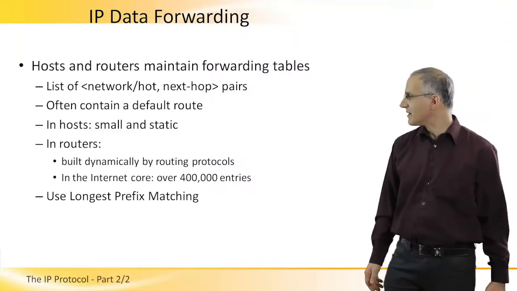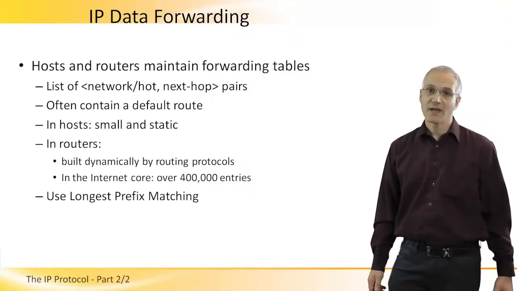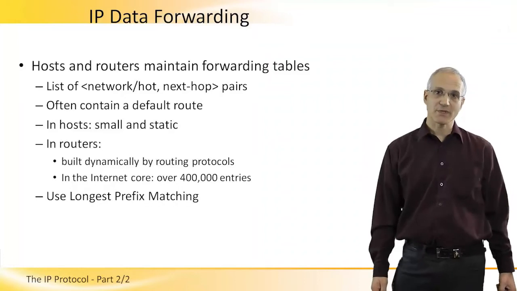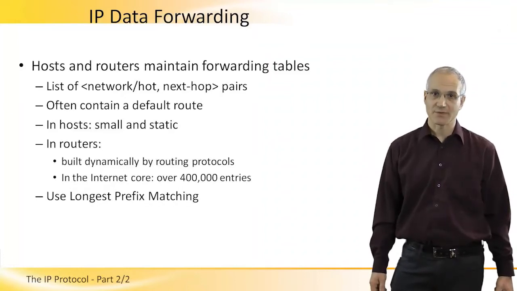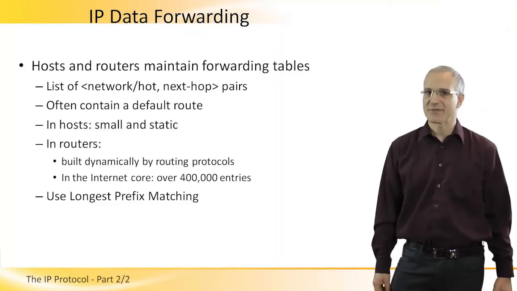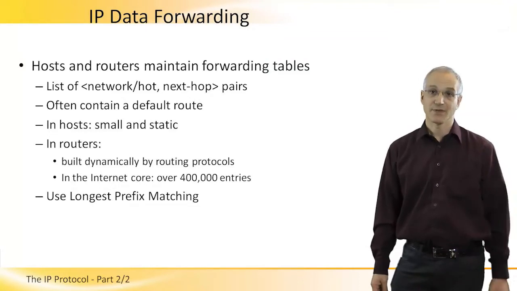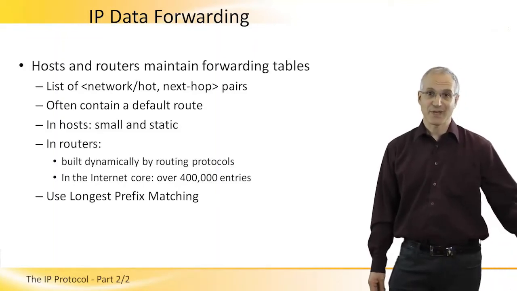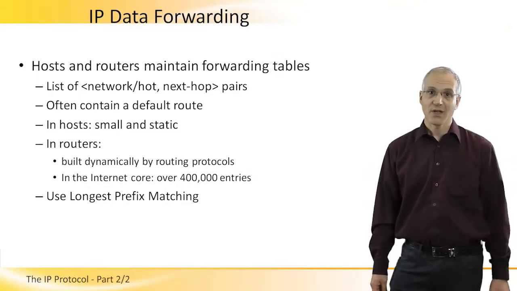This is a route to be used in case the packet wants to go to an address which is not in the list we already have. Inside hosts, these lists are usually very small and they are statically maintained. That is, they are initialized to some usually default route. In routers, these lists are built dynamically by the routing protocols, which are the subject of another talk.